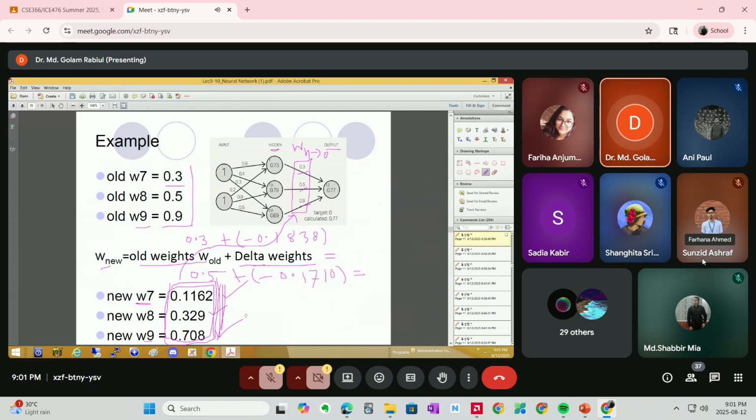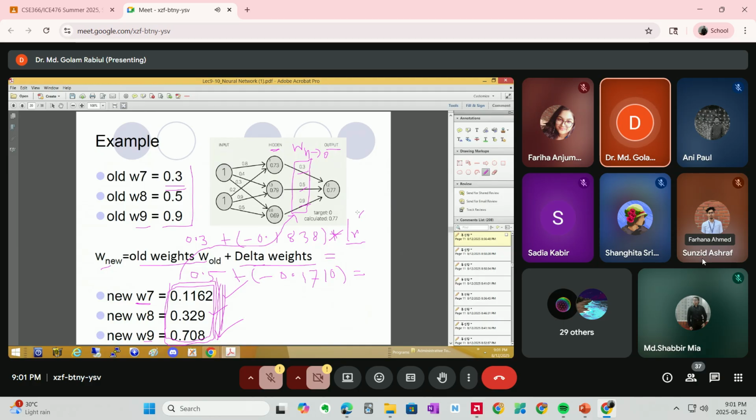One thing I need to mention here is that we directly subtracted the delta weights from the original weights, but sometimes we utilize the learning rate here. So that means instead of subtracting the full delta weights, we multiply these values by the learning rate, LR. So that means the delta weights times LR.